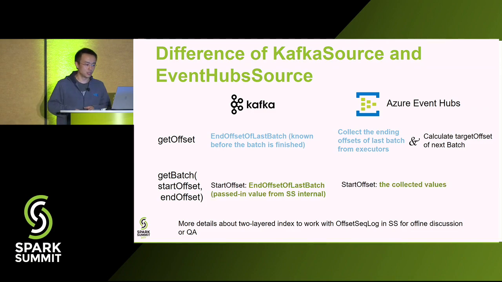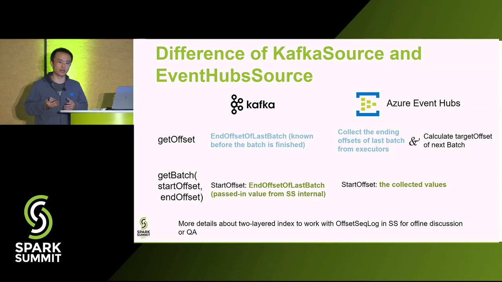For getBatch, because we know the offset before the batch is finished, Structured Streaming internally will pass in the values, and we can use the passed-in values as the start offset. But for Azure EventHubs, we need to use the collected result from the executors as the start offset. And there are more details about how we use a two-layered index to work with the offset log in Structured Streaming. That's too much for this discussion. We can talk more offline.